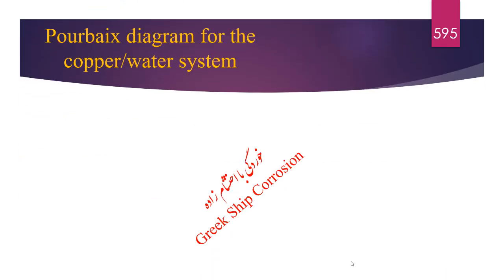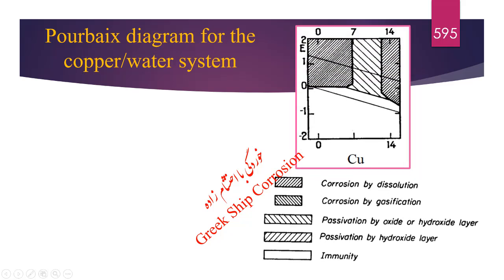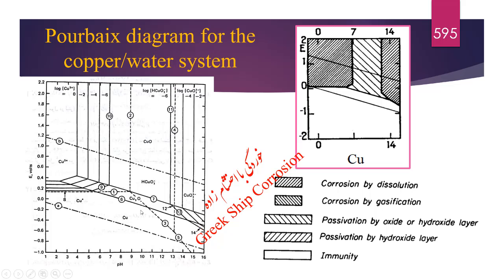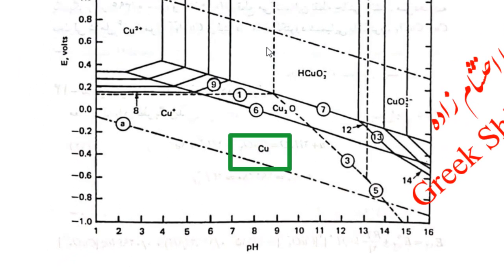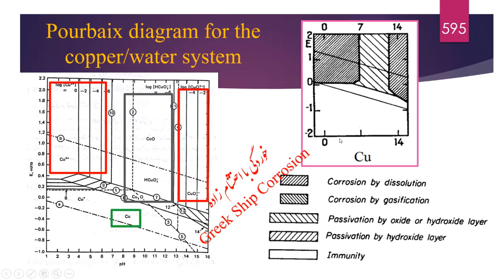Pourbaix diagram for the copper water system. Corrosion by dissolution, passivation by oxide or hydroxide layer, and immunity region of copper are shown here. A more detailed Pourbaix diagram for the copper water system, or E-pH diagram for copper, is shown here. Immunity region, corrosion regions, passivation region, in accordance with the right figure.